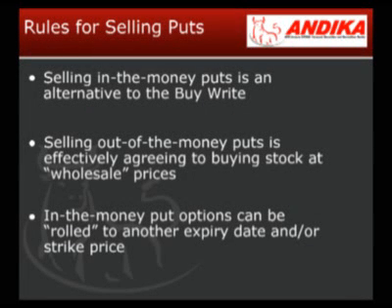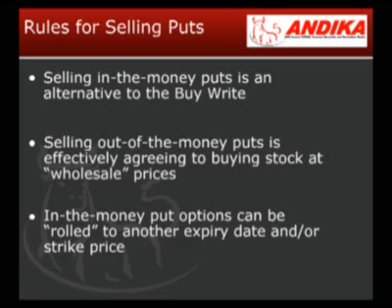Now here are some basic trading rules to be mindful of when selling put options. Selling in the money put options is an alternative to the buy-write. Selling out of the money put options is effectively agreeing to buy the stock at, say, a wholesale price, just like that example we showed you earlier on BHP. BHP at $40, selling a $38 put. That means you're prepared to buy the stock at 38, even though at the time it's around 40. Keep in mind that it'll only happen should the underlying share fall in value and the option be put to you.